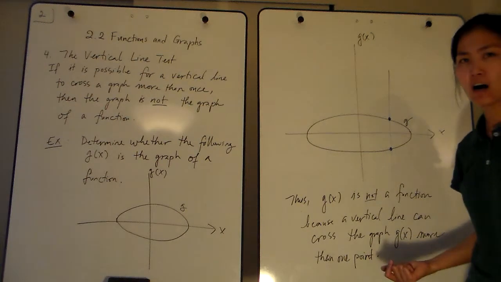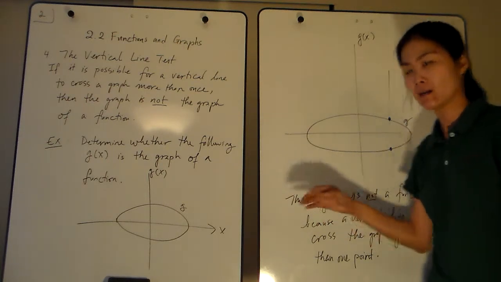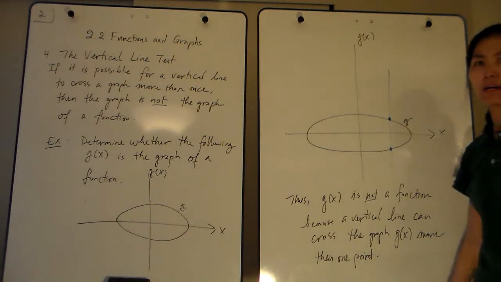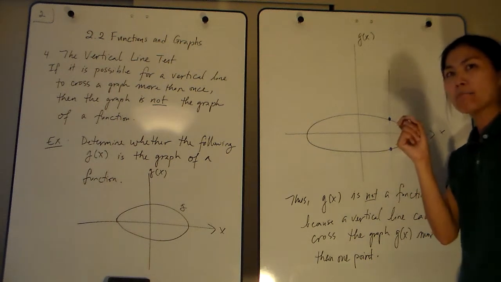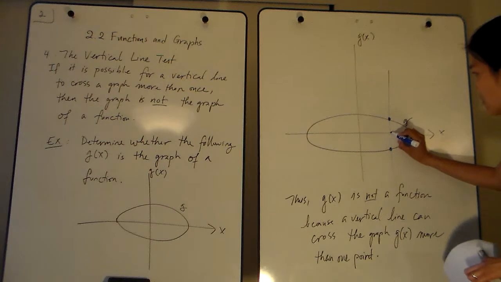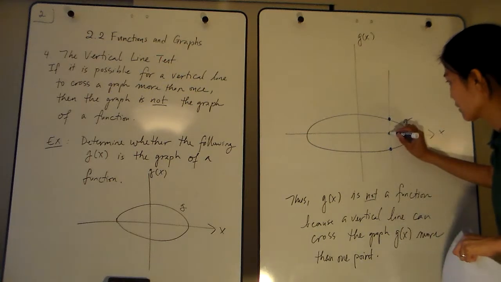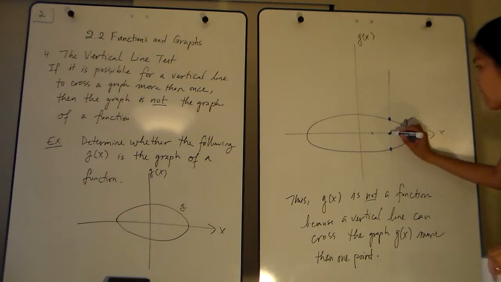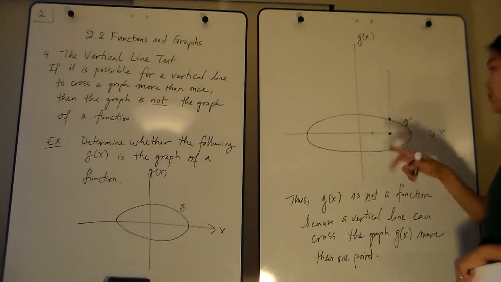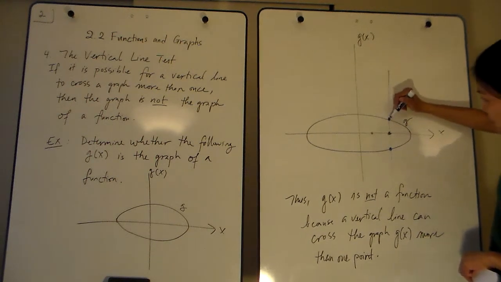And remember, the definition of a function: each member in the domain, in this case x right here, right? Any point at x can only match one member of the range. So if you pick an x right here, sorry, let me use a different color. If you pick an x right here, okay, any point, let's pick this one right here, it corresponds to two values of y, in this case g of x, okay?